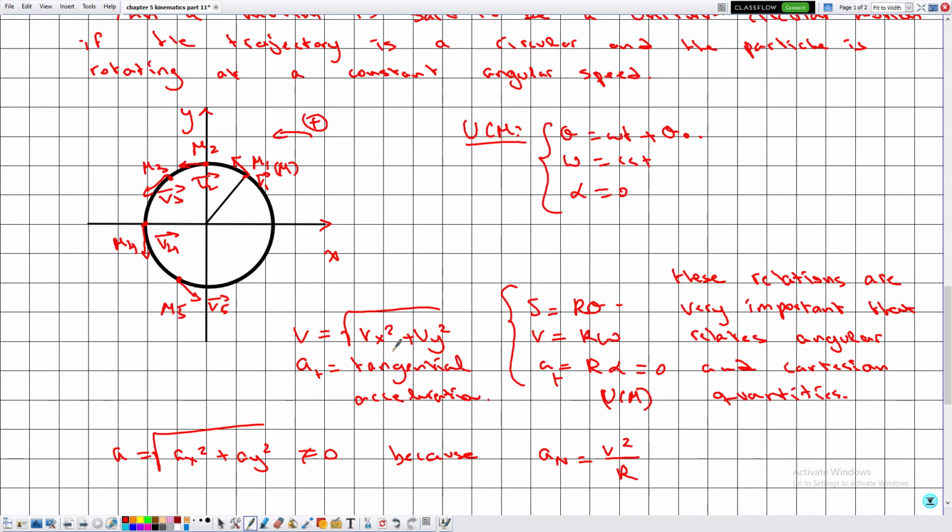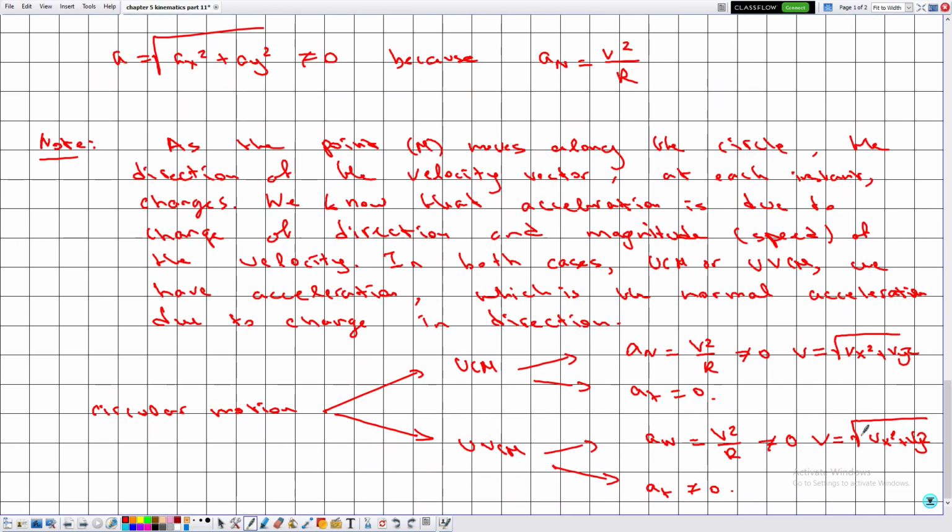So although the motion is UCM, so the angular acceleration is 0, this doesn't mean that the acceleration itself is 0. Recall that the acceleration is given by the square root of ax square plus ay square, which can be decomposed into normal acceleration and tangential acceleration. The normal acceleration exists because there is a change in the direction. However, in this case, the tangential acceleration is 0 because the speed along the circle is constant. So this note is very important.